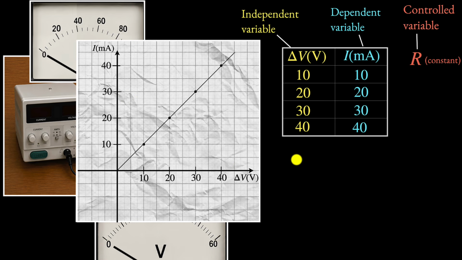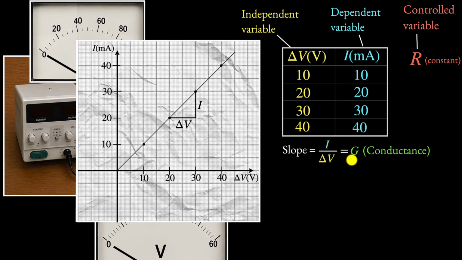But let's quantify this a bit more. What will be the slope of this graph? Well, remember, slope always represents the rise over the run. Our rise over here is the current, and the run over here is the potential difference. So it's going to be I divided by delta V. And this slope is called the conductance, G.